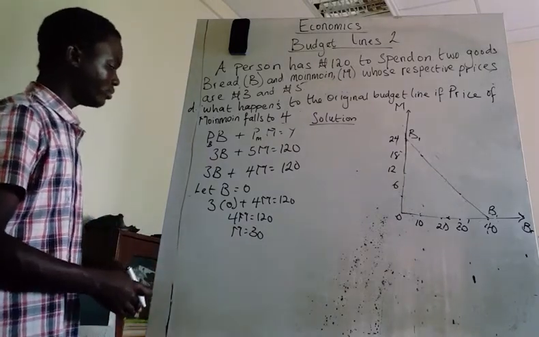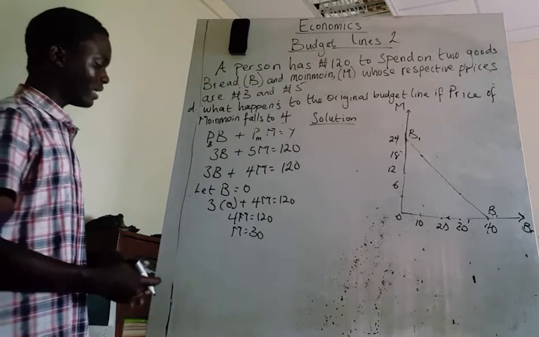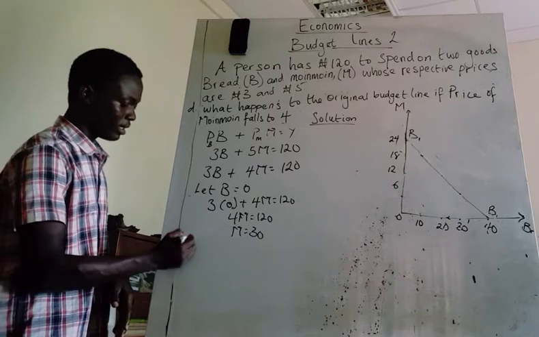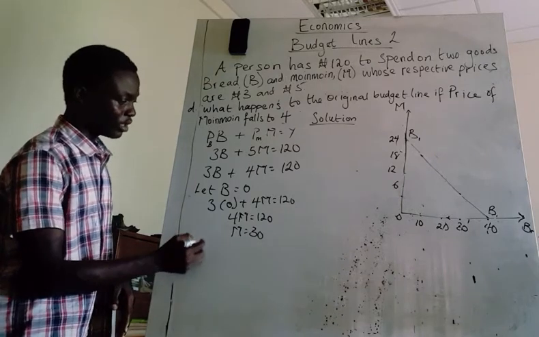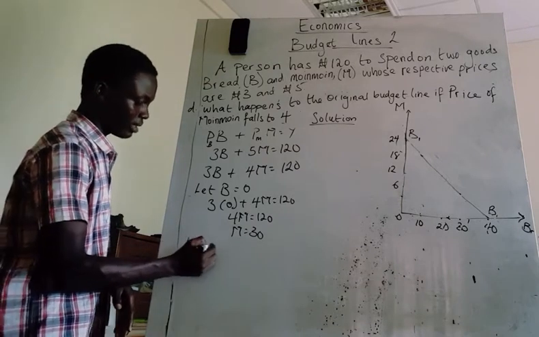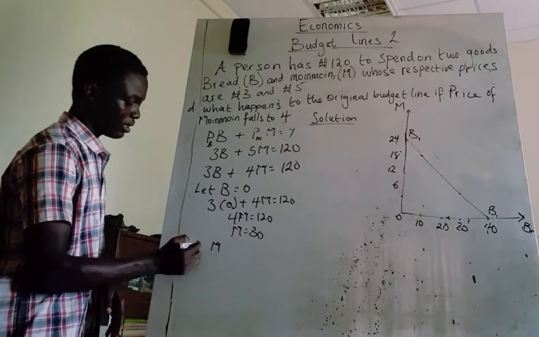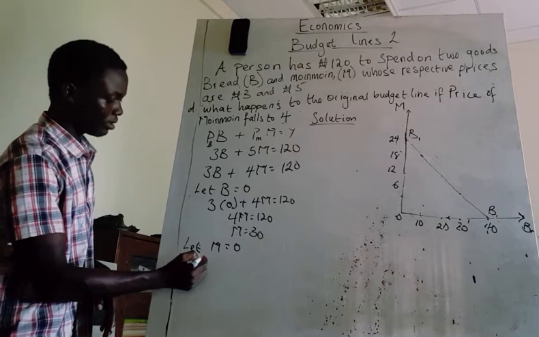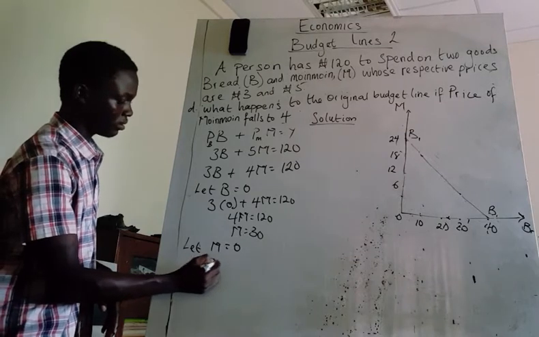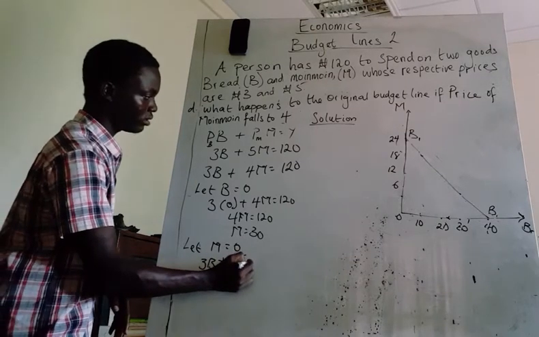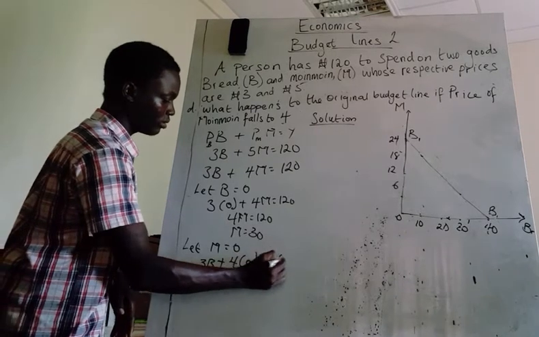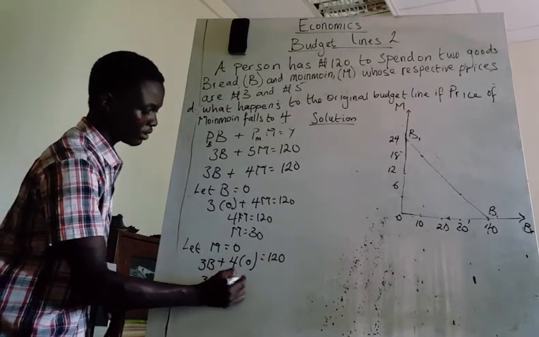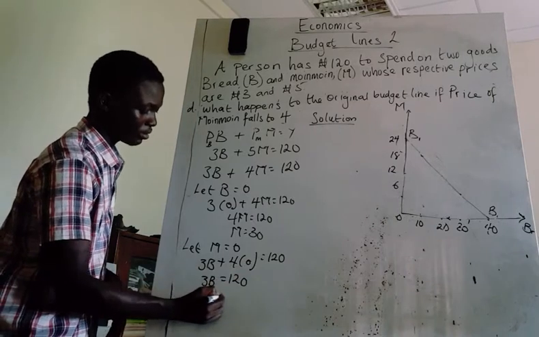And so now let's see when our consumer decides to spend all of his money on bread. So let m equal 0. So what do we have? 3b plus 4 into bracket 0 equals 120. So we have 3b equals 120, and then b equals 40.